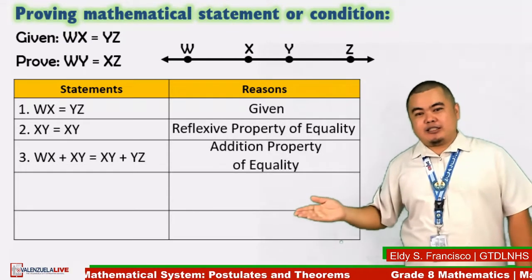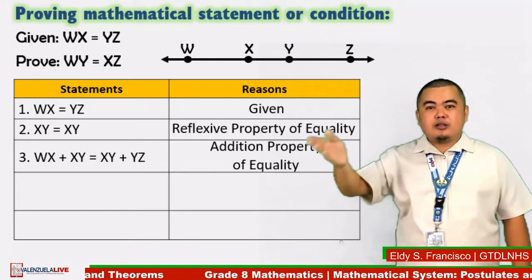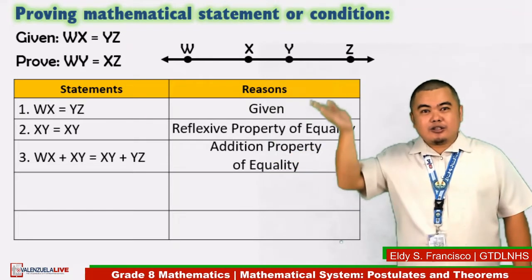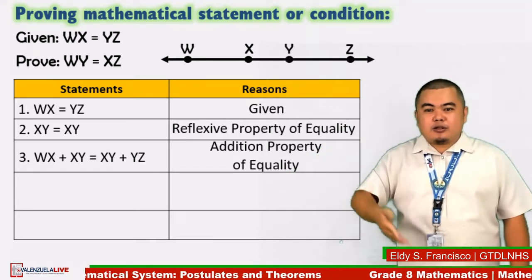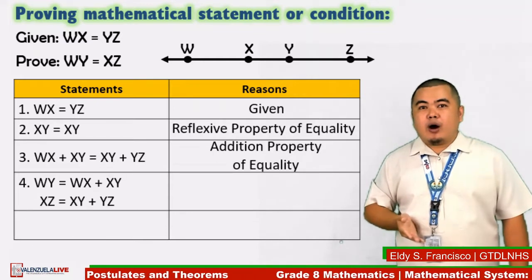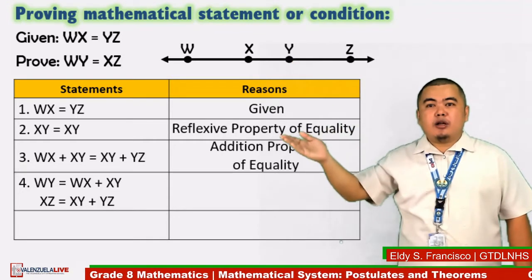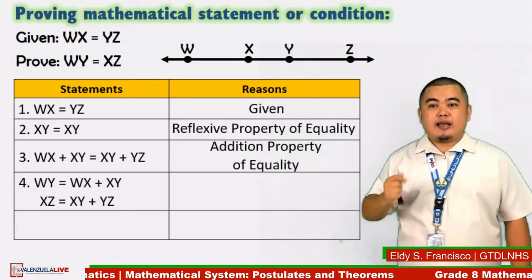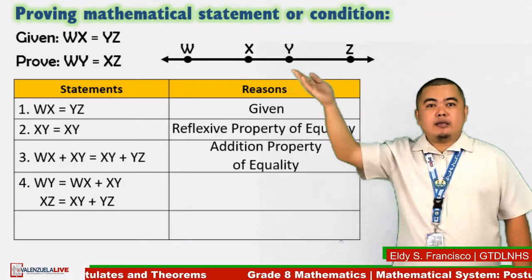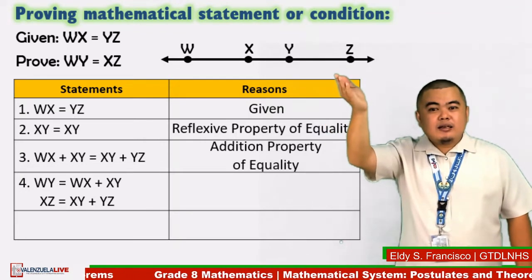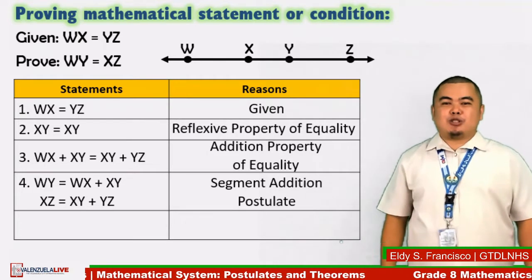And for the fourth statement, we are going to base on the illustration and the third statement. So with that, we can construct the statement WY equals WX plus XY. And XZ equals XY plus YZ. And the reason is, yes, segment addition postulate.